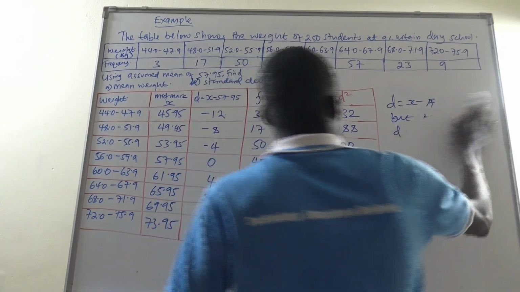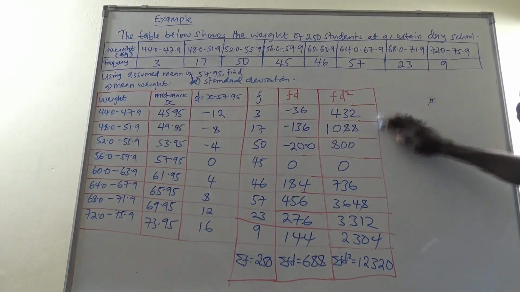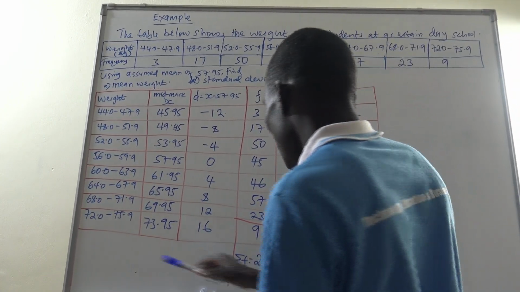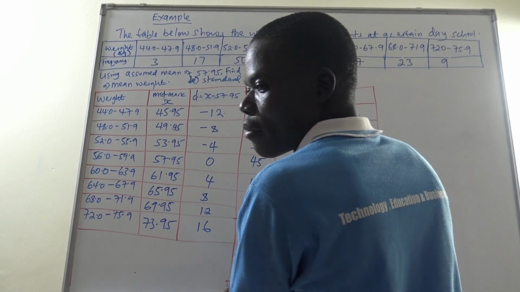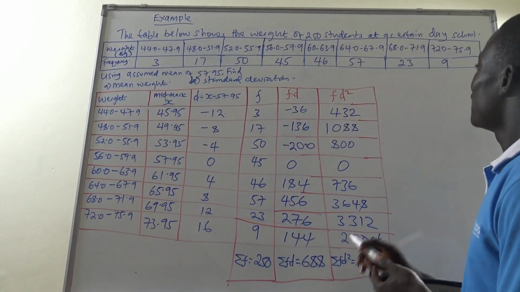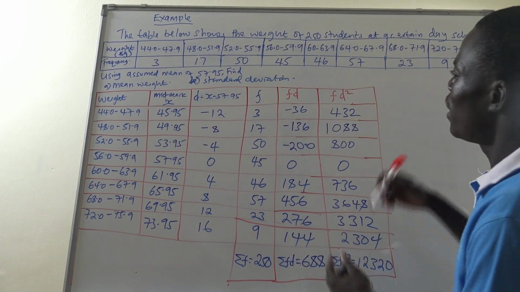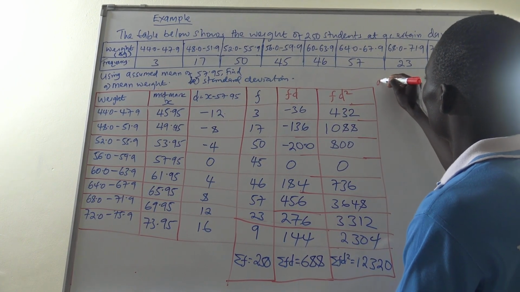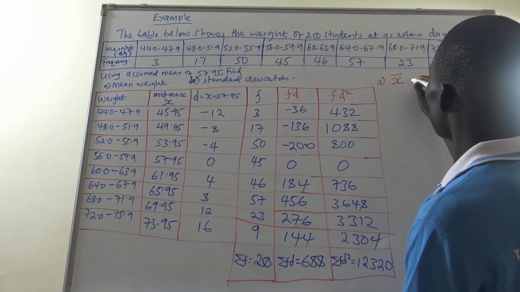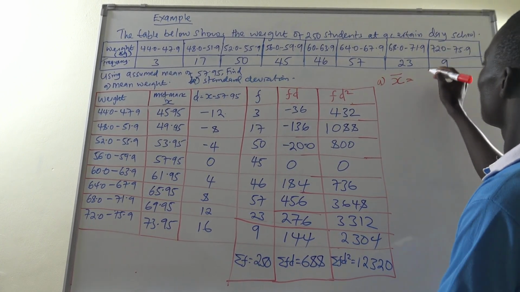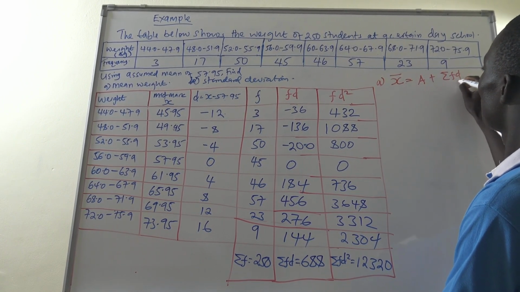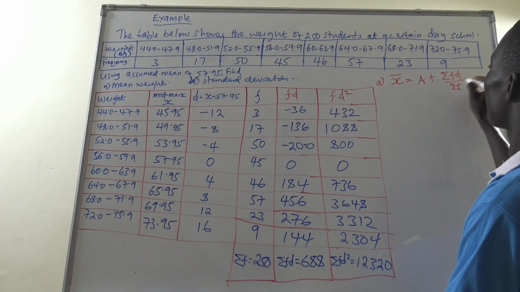So there we have finished the frequency distribution table. What do we need? We are going straight to part A of the working. Part A is saying get the mean. The mean we denote as x bar, and x bar is given by A plus summation of FD out of summation of F.